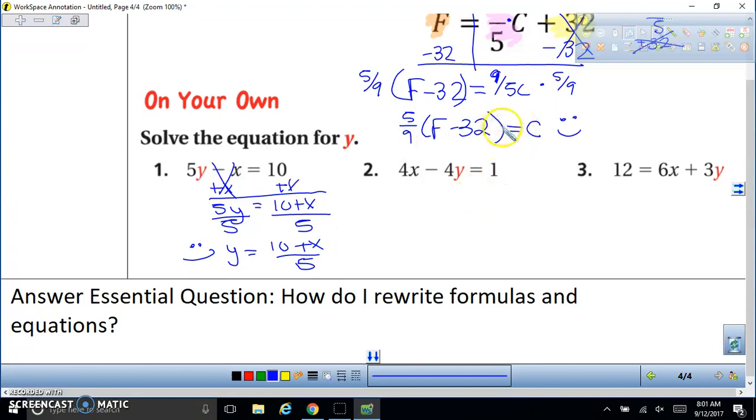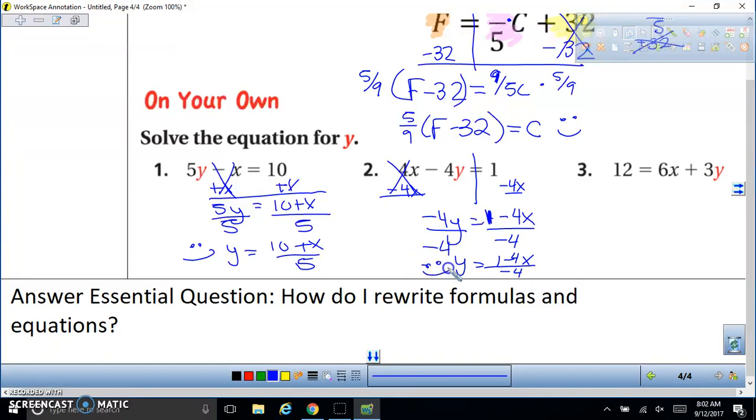All right, number 2, we should have undone this addition of 4x by taking away a 4x. Taking away a 4x. All right. Negative 4y now equals 1 minus 4x. They're not like terms, don't combine them. Divide by negative 4. Divide by negative 4. Again, I'm happy if you can get here. 1 minus 4x divided by negative 4. If you went through and simplified it further, because it can be simplified further, wave me down and I'll check your work.